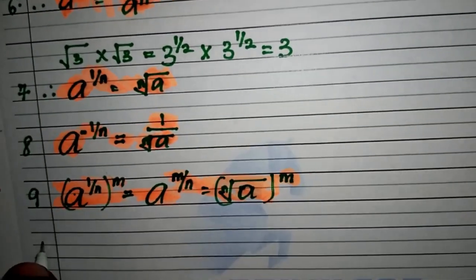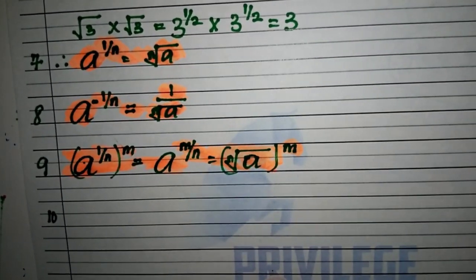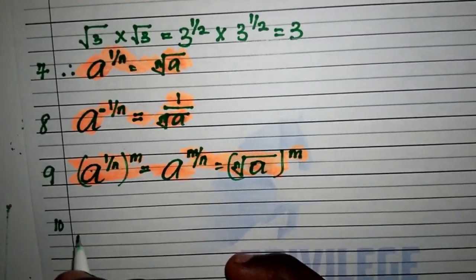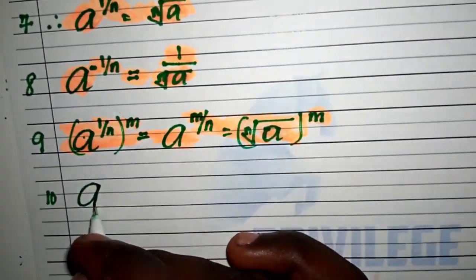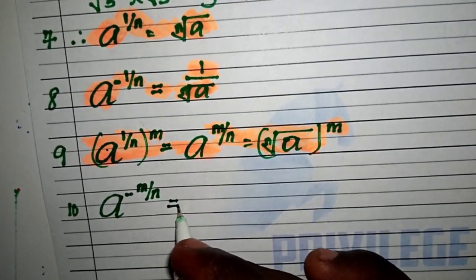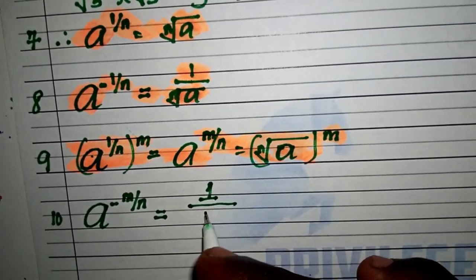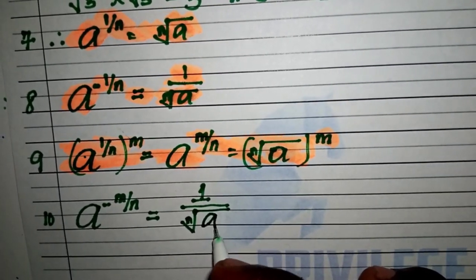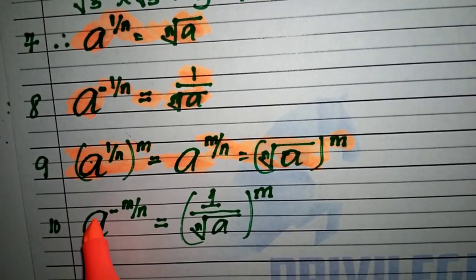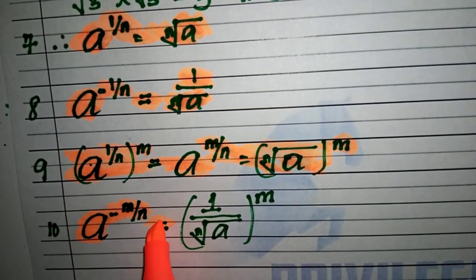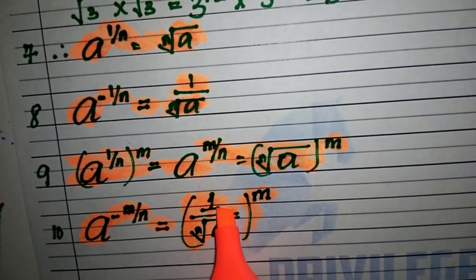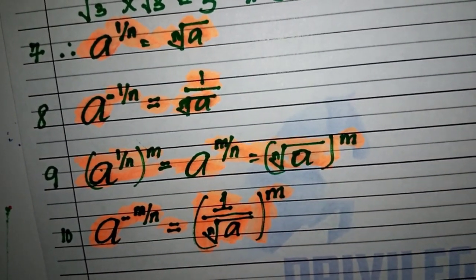Now, last but not the least, the tenth law. I would also like to combine the 8th law and the 9th law to produce the 10th law. That is, if I have a to the power of negative m over n, my result will become 1 all over the nth root of a all raised to the power of m. This is the last law that we are going to discuss in this class regarding indices. Kindly master all these laws in order to become better at it.